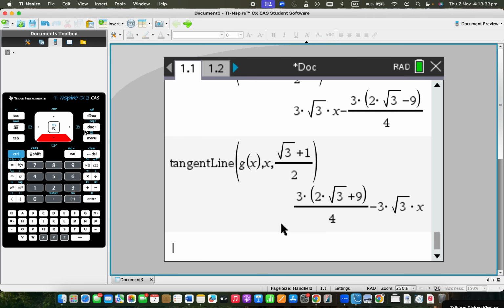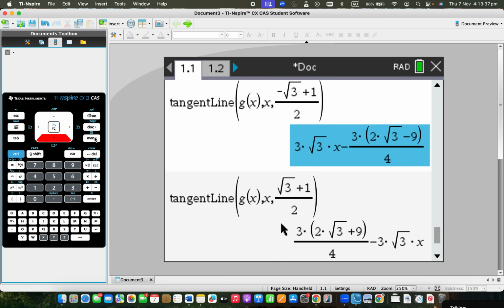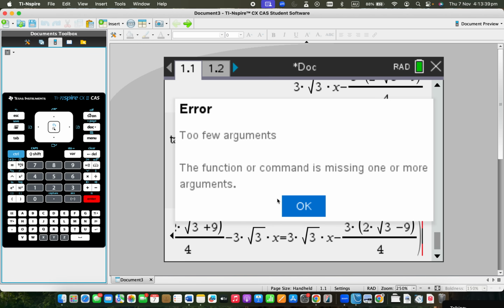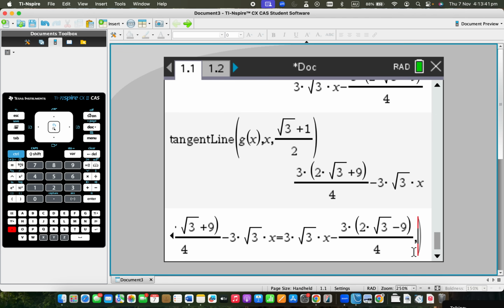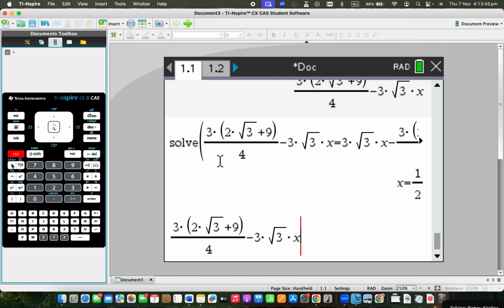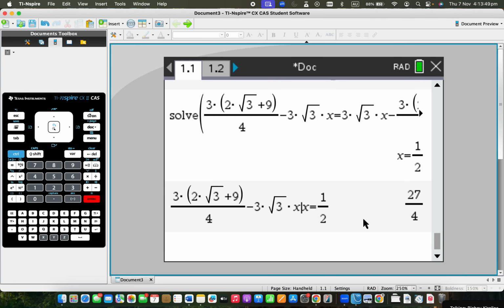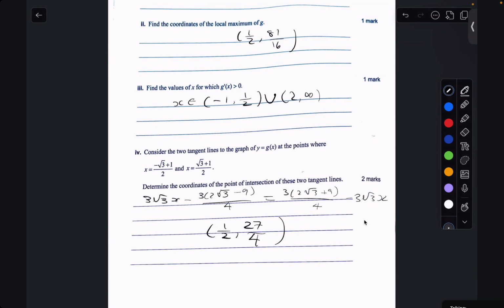And if we solve for the intersection points, comma x, that gives x is 1/2, and if you plug that in here, you get 27 on 4. Okay.